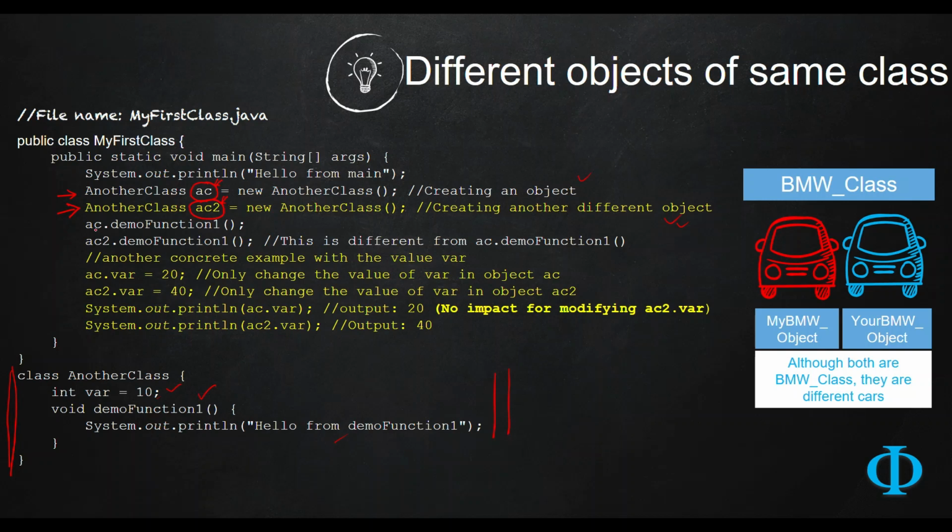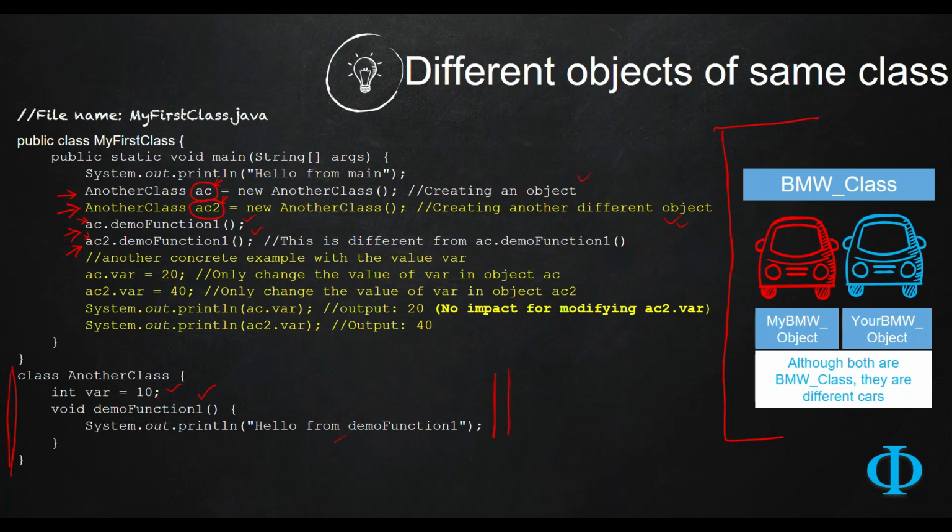For example, AC.demo function 1 is entirely different from AC2.demo function 1. Although both of them are calling demo function 1, since they are different objects, they are actually pointing to different functions. If you are thinking that this is a complicated concept, then for easy visualization, just consider this figure on the right hand side of the slide.